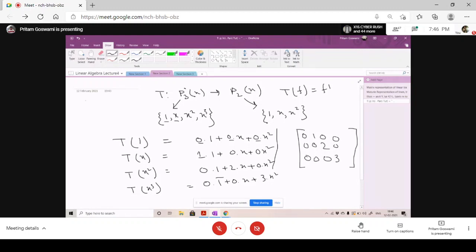Now give me a polynomial of degree 3 or less than or equal to 3. Any polynomial. X cube plus 3x plus 5, right? If you write this like a vector, where will it go under the linear transformation? 3x square plus 3, right?